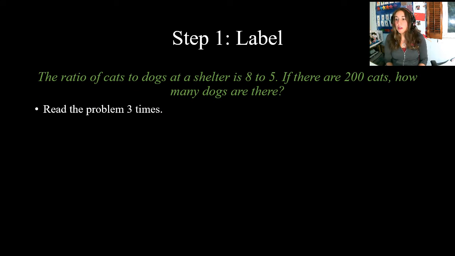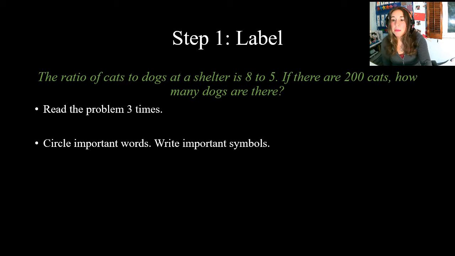So here's step 1. Step 1 is always label, right? We want to label how many variables? Just one. We only ever want to be solving for one thing. So as always, I'm going to tell you to read the problem 3 times. The first time, just read it. The second time, you're going to circle important words and symbols. So for this problem, I'd probably circle cats to dogs. There's my two quantities. Oh, 8 to 5. I might even put a little C over the 8 and a D over the 5 for dogs so I don't get those confused. And there are 200 cats.